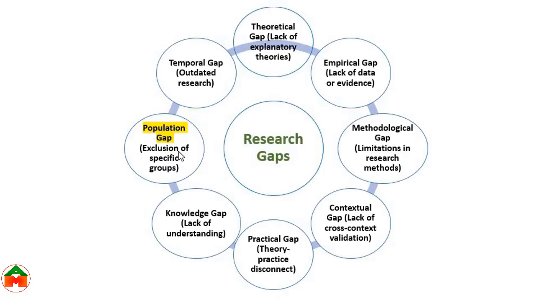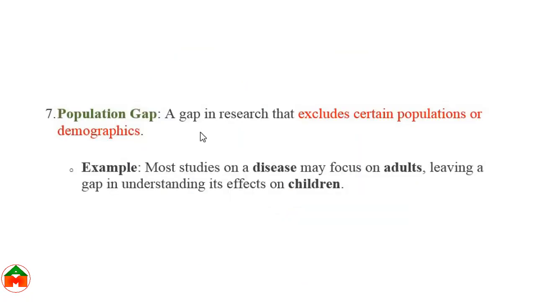Now we are going to discuss about the population gap, whenever in the research there is an exclusion of specific groups. In the population gap, maybe the researcher excludes certain populations or demographics. As for example, suppose you are doing research on a specific disease, but if you just do the experiment on the adult person by avoiding the data from the children, then that kind of lacking is known as population gap, because you are excluding the certain population in your study.